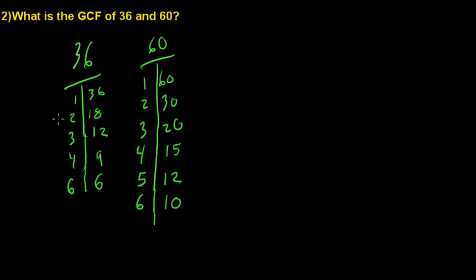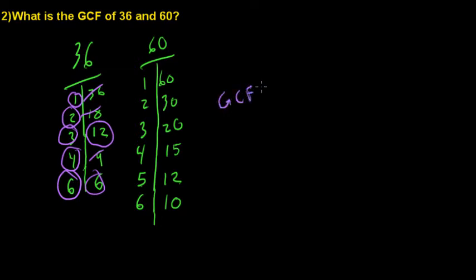Alright, so the factors they have in common. They got a 1 in common. They have a 2 in common. They have a 3 in common. They have a 4 in common, 6 in common. Where I circle that 6, we'll circle it again. Not 9. Oh, they got a 12 in common. Not 18, and not 36. Alright, the greatest one they have in common, so the GCF, the greatest common factor, is 12.